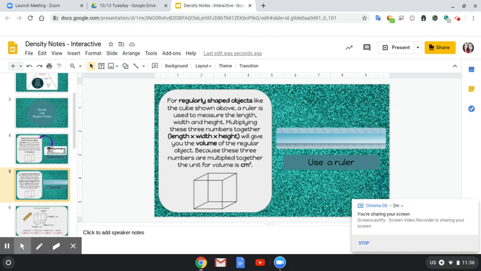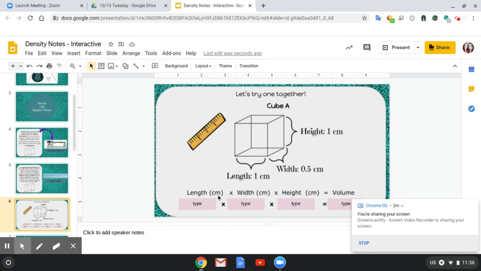And for regularly shaped objects, like the cube, a ruler is used to measure the length and the width and the height. And you have to multiply those three numbers together in order to get the volume of a regular shaped item. So you would take a ruler and you would measure the length, you would measure the width, and you would measure the height. And it's going to give you your units in centimeters cubed. Now, where do you get that cubed from? Well, if you're looking at your problem, you're going to be multiplying three different numbers that are centimeters. So that's 3 centimeters, and that's where you get your centimeters cubed.